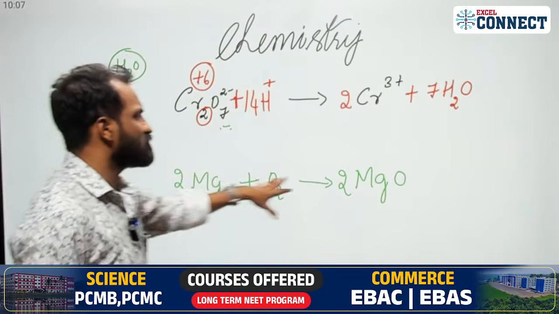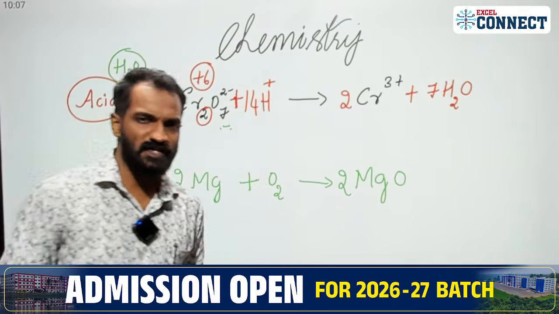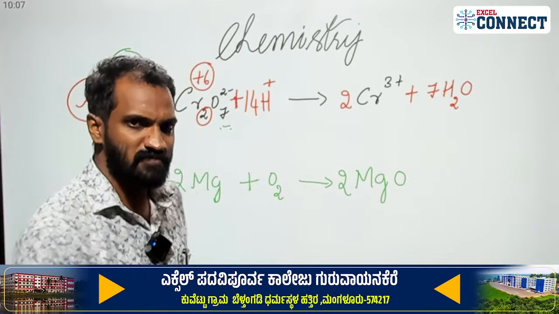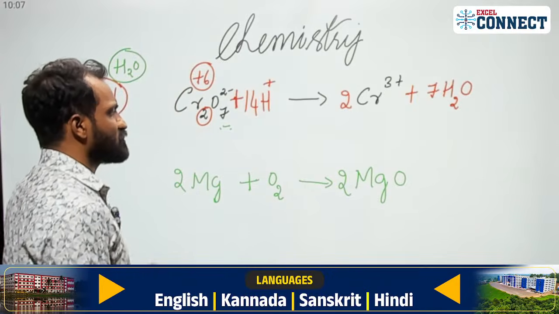This is not included with any electron or anything. It is a general equation. Magnesium oxide, correct? This is the method of balancing.